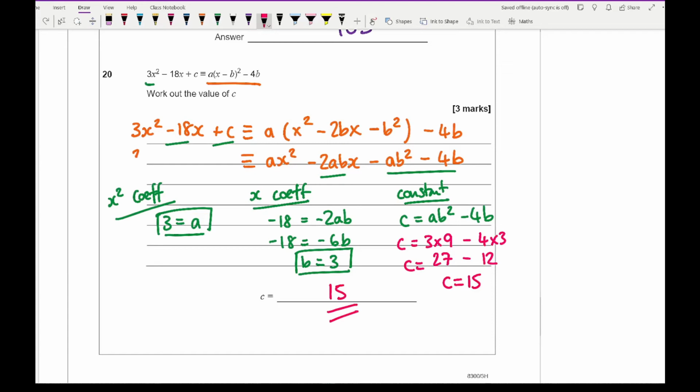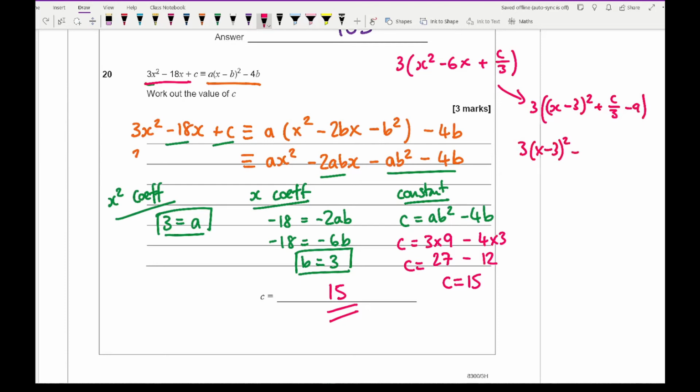Now another way of doing it is to factorize this left hand side, in which if I take a 3 out, I end up with x squared minus 6x plus c over 3. Then if I use completing the square, I get (x minus 3) squared plus c over 3 minus 9. Then I multiply everything by 3, in which I get 3 times (x minus 3) squared. C over 3 times 3 is just c, and 9 times 3 is 27.